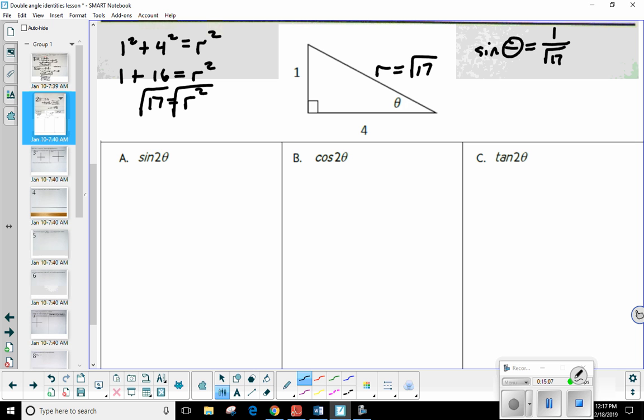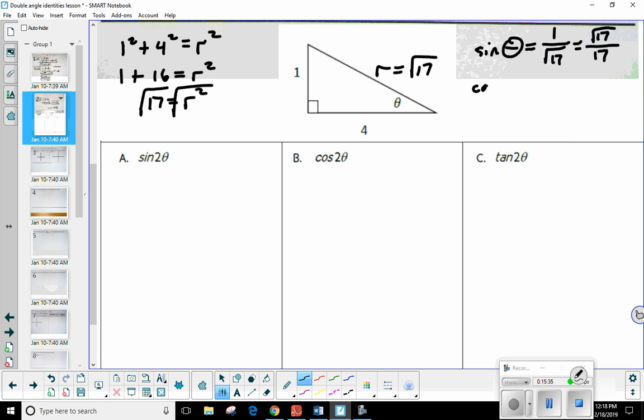Now, for these problems, you actually don't have to rationalize if you don't want to. But it is completely up to you. Do you want to rationalize or leave it as is? You do want to rationalize? Okay. So what would that be? Square root of 17 over 17. There we go. Okay. Is everybody okay? We'd have to multiply both parts by square root of 17.